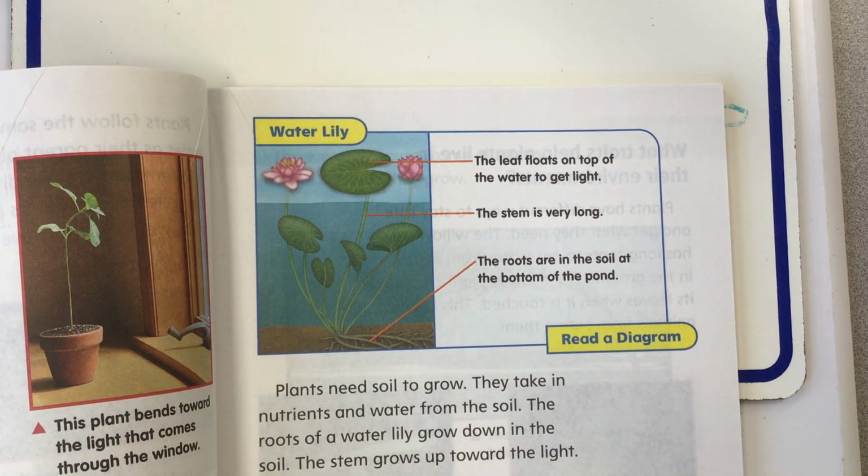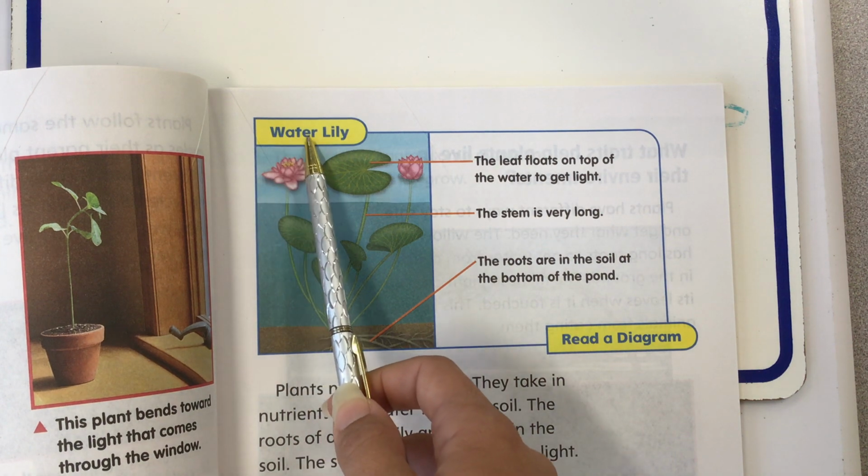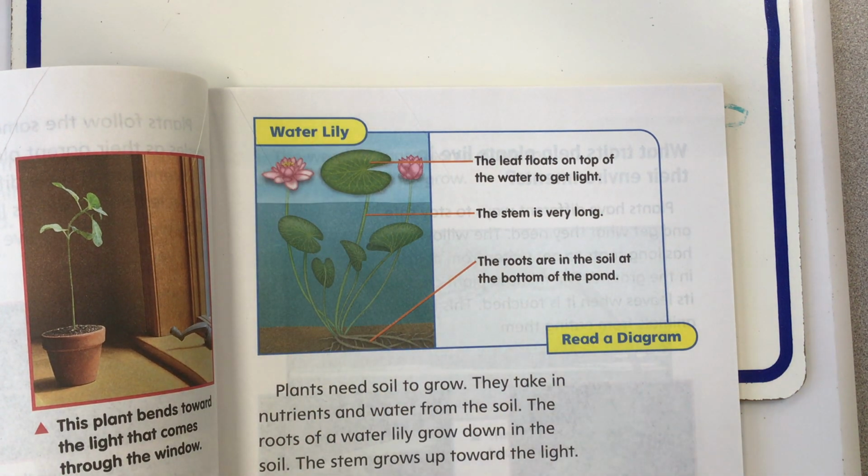Water lily. The leaf floats on top of the water to get light. The stem is very long. The roots are in the soil at the bottom of the pond. And this is a diagram. We're reading a diagram, and the title would be Water Lily. That's the name of the plant.